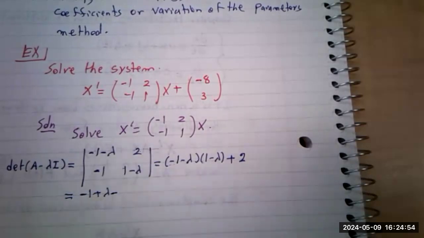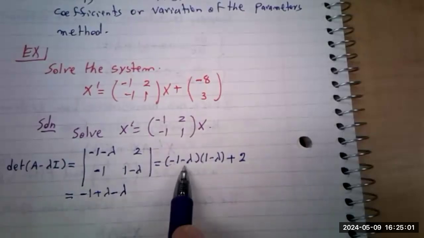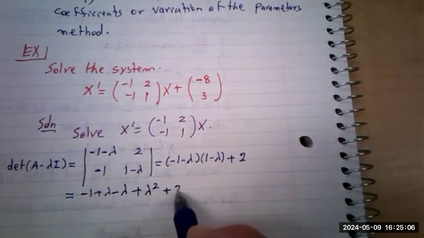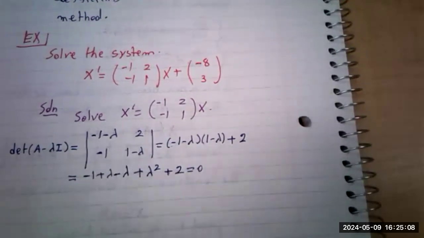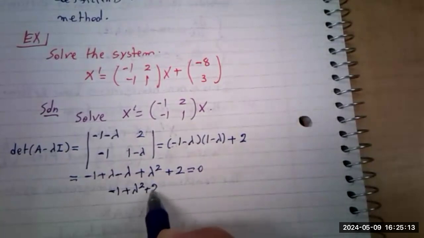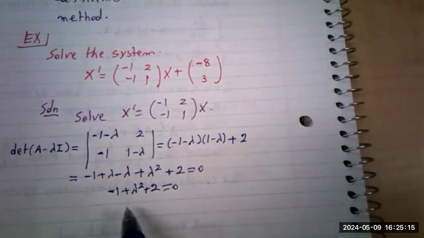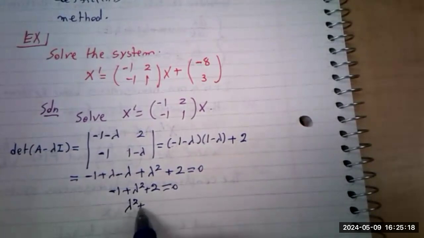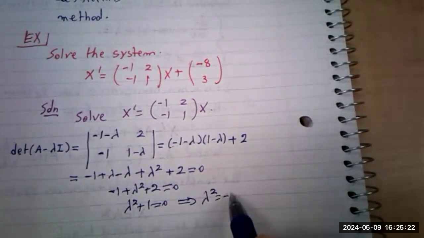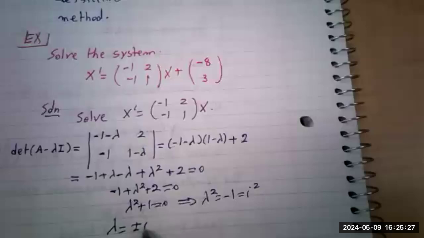Okay, they will cancel out. That's right. And this is going to be plus lambda squared, plus 2, and you let it equal to 0. So combine them together, that gives -1 plus lambda squared plus 2 equal to 0, that gives you lambda squared plus 1 equal to 0. So we get lambda squared equal to -1, you call it i squared. So lambda would be plus or minus i.